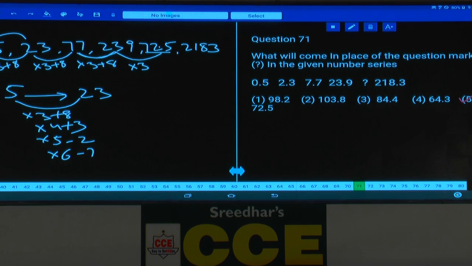Now this is about question number 71. Yes, what about 72? Yes, next one please. 75. Now question number 75. Now what is the number here? 4, 3, 5, 14, 64. Yes, tell me how to represent this one.